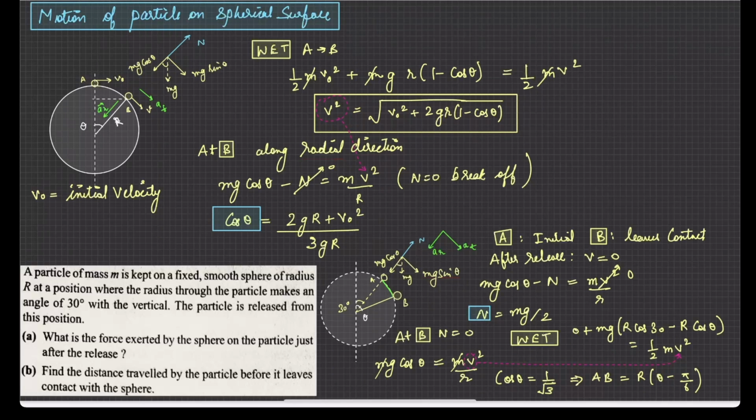Then we have to find out what is the force exerted by the sphere on the particle just after the release. So just after the release we have to find out this normal. Okay, because we have to find out the force exerted by the sphere on the particle. So this normal we have to find out on the particle. Second is find the distance traveled by the particle before it leaves the contact. So we have to find out this distance, this AB before it leaves the contact.